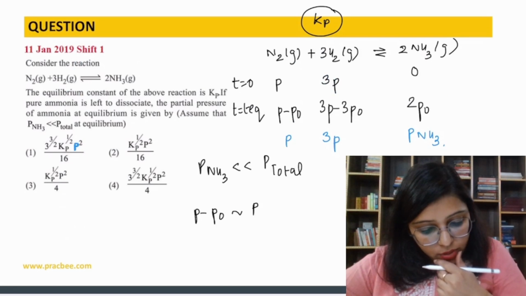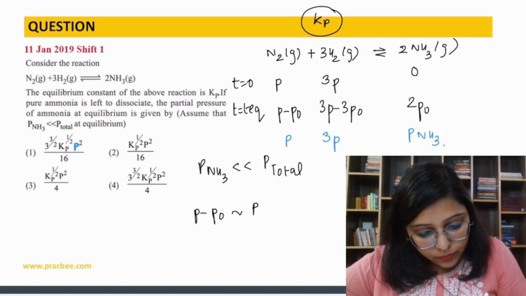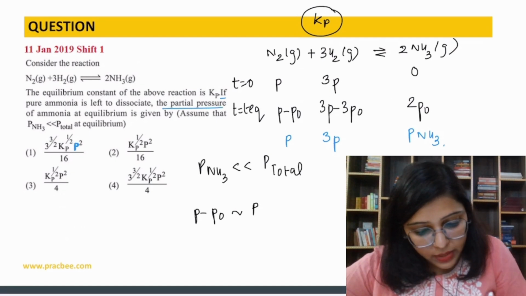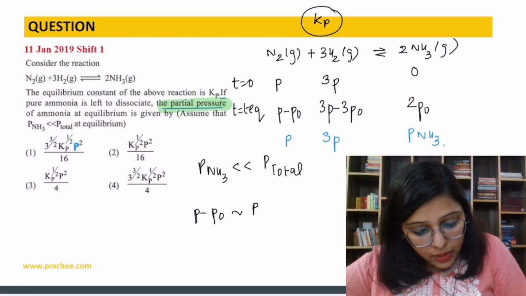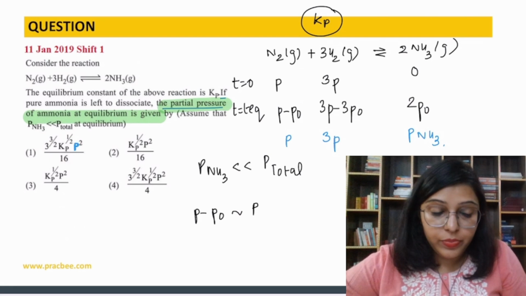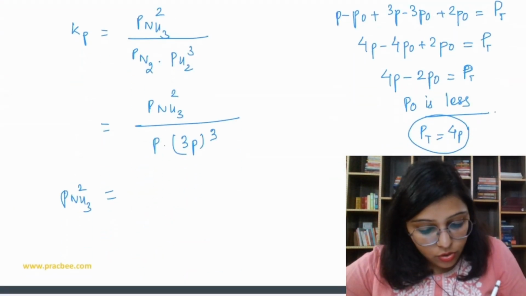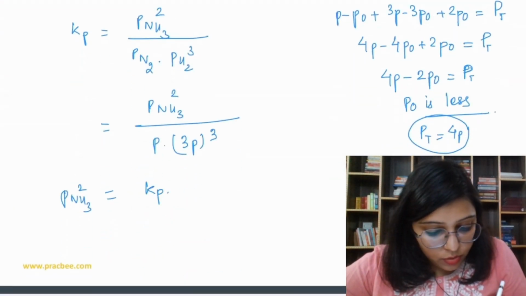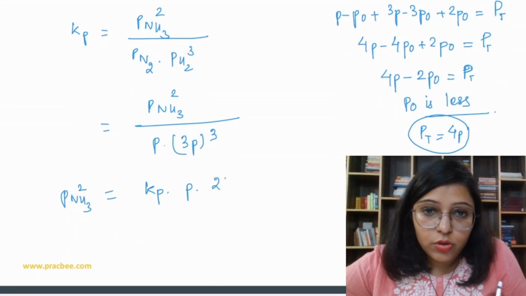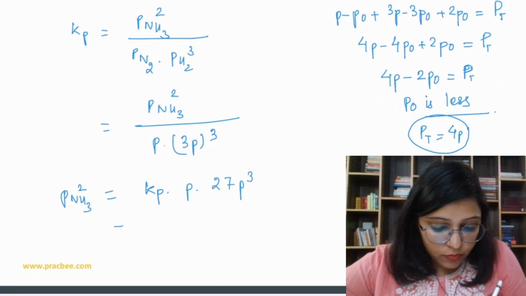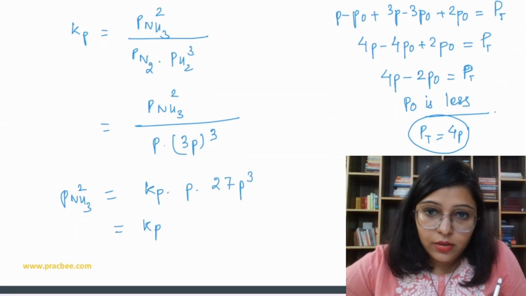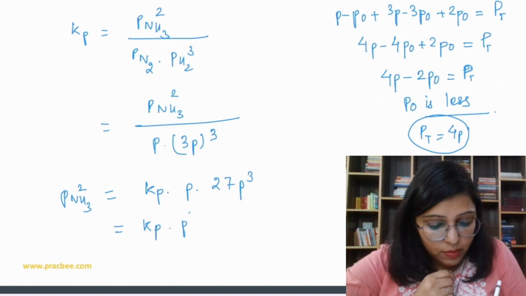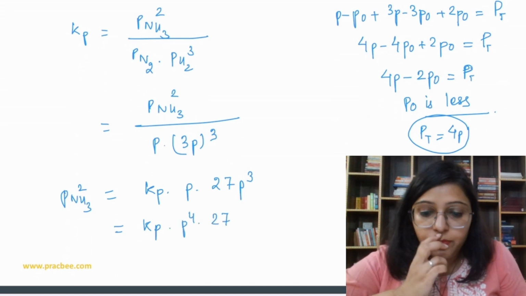We have to find out what? The partial pressure of ammonia. The partial pressure of ammonia at equilibrium. So let's do this. So this is going to be Kp, and that is equal to 27P cube, which is Kp or P to the power 4 and this is 27.